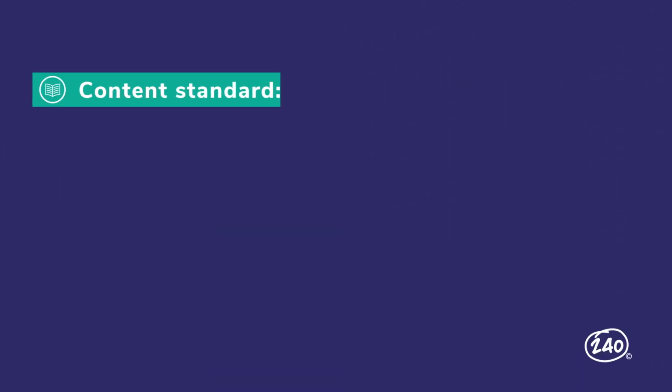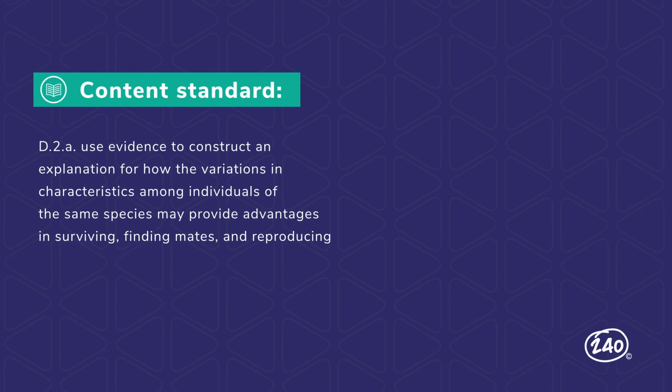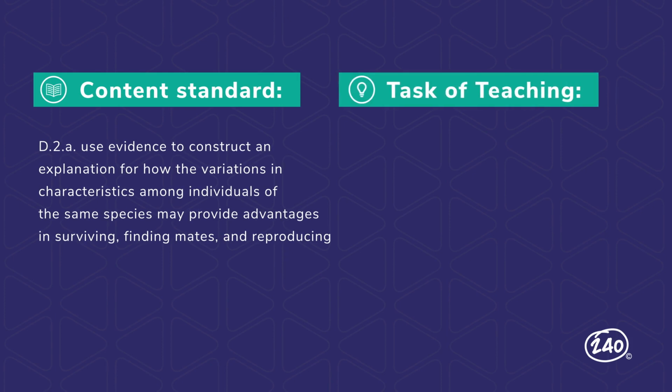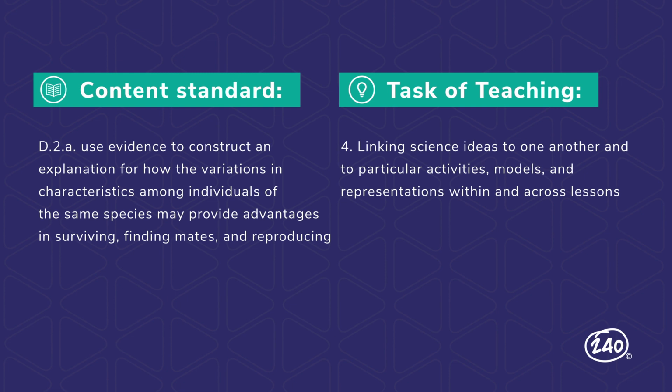But for now, let's look at a question. For this one, you're going to reference Content Standard D2A about specific traits increasing an organism's chance of survival, and TOT4 under the Instructional Goals group. Now for the question.